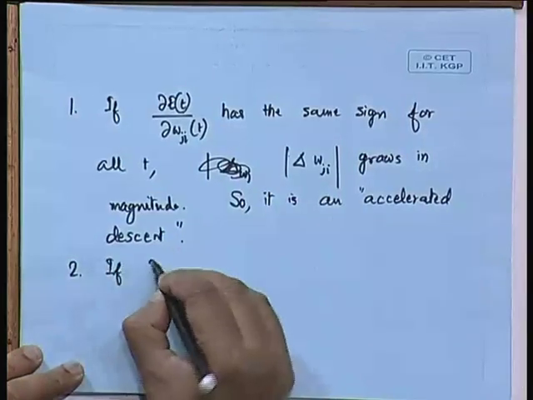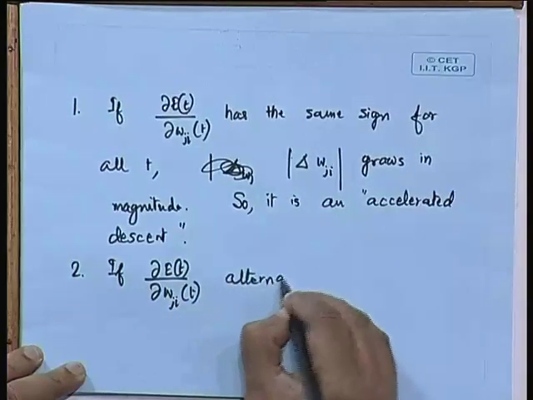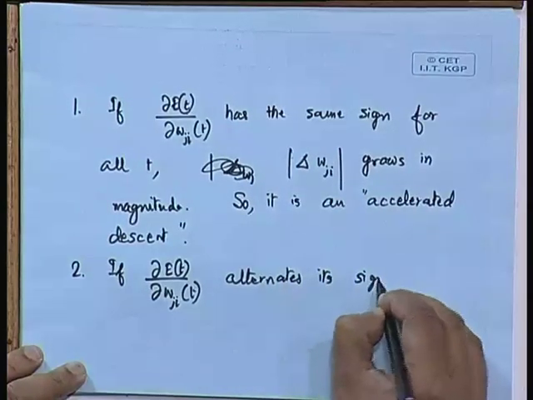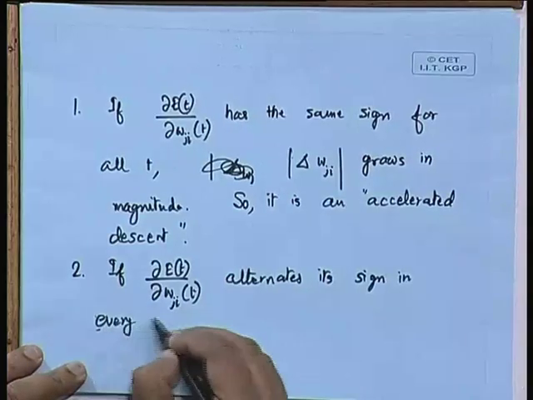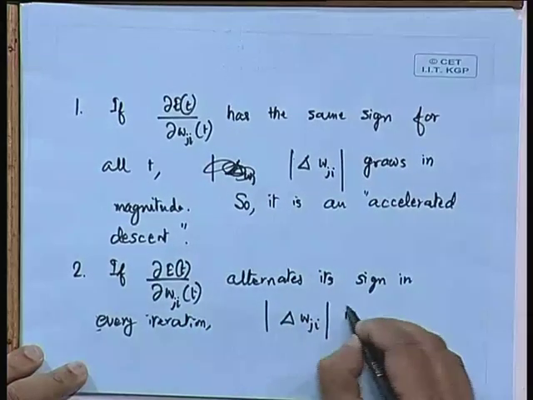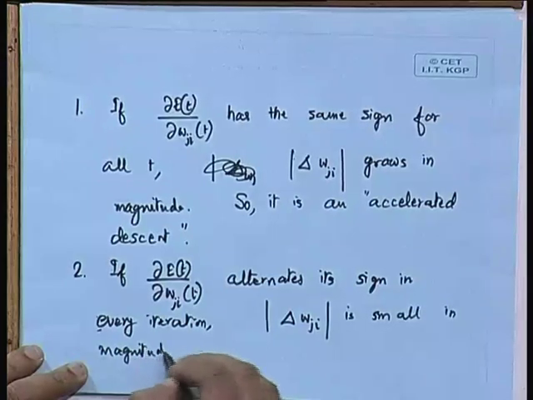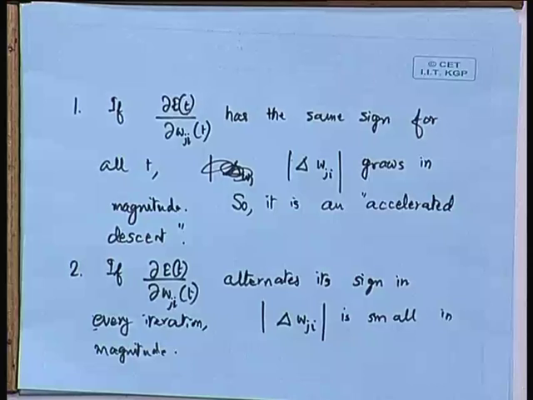Now, if it is something in between, that means to say that a few terms are having the same sign, and a few terms are going to have opposite signs, okay, it will be within these two extremes. One of the extremes is an accelerated descent, and the other extreme is that if ∂E/∂w_ji alternates its sign in every iteration, in that case, the mod of delta w_ji is small in magnitude, and this certainly has got a more stabilizing effect, okay.